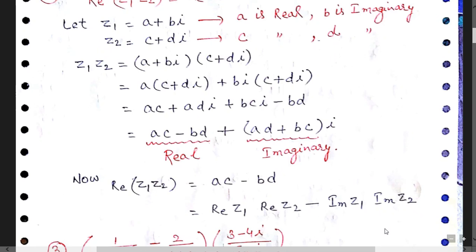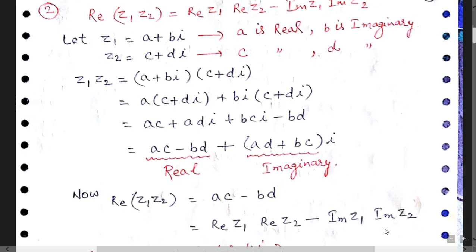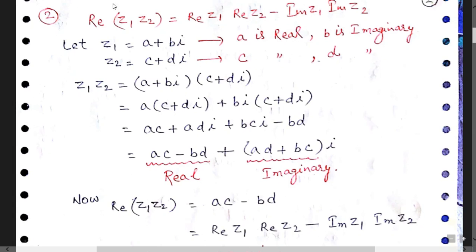One more question may be there in the examination. The statement may be like this: imaginary Z1 Z2. It means imaginary Z1 Z2 is AD plus BC. According to that, you can change the statement.